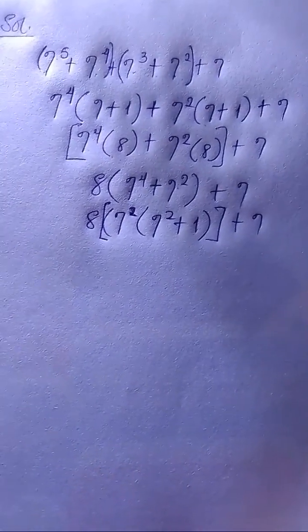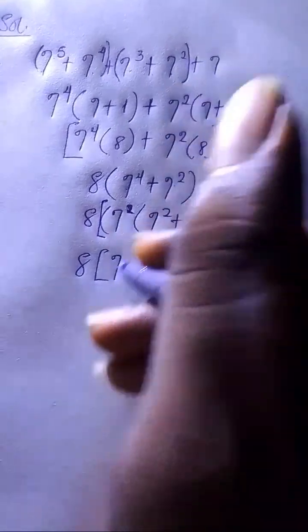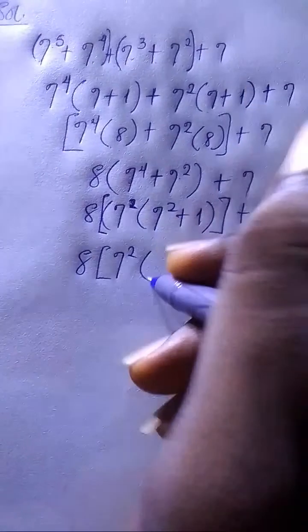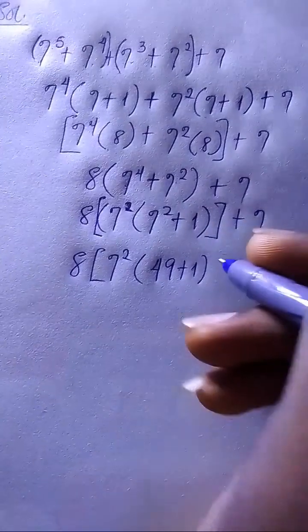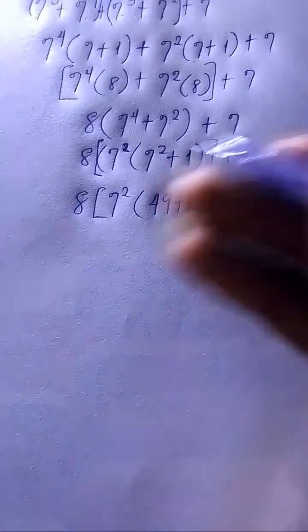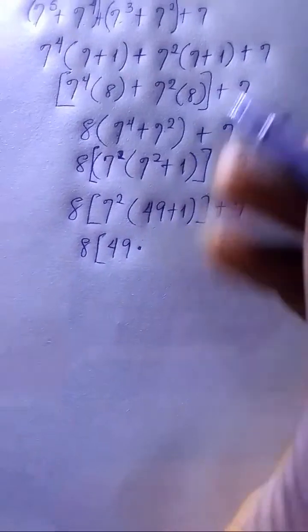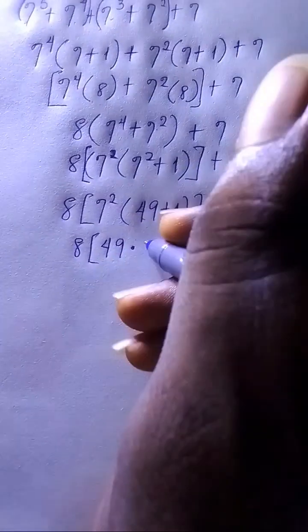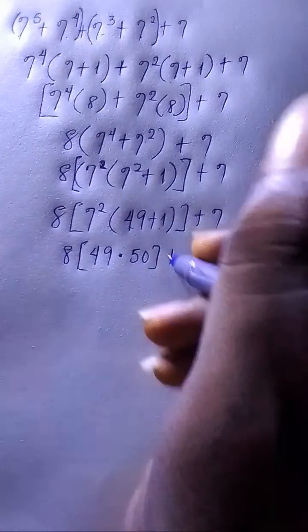Is that clear? Right? So from here we have 8 brackets. So from here we have 7 squared multiplied by 7 squared. 7 squared is 49, plus 1 bracket plus 7, right? So from here, what do we have? We have 8 bracket, 7 squared is also 49, multiplied by 49 plus 1, which gives us 50, right? And from here we have plus 7.